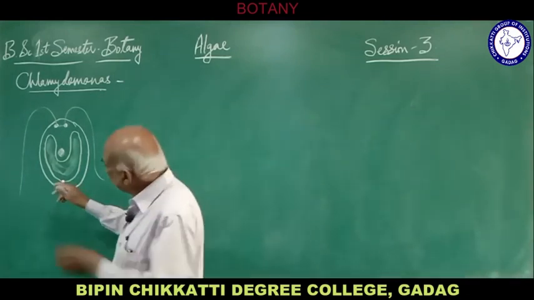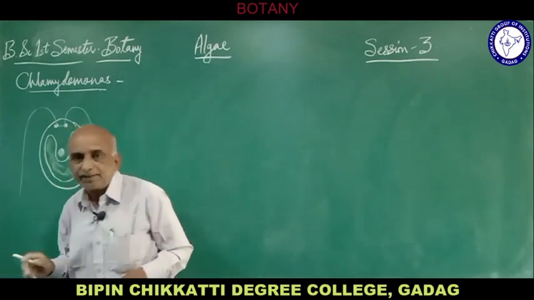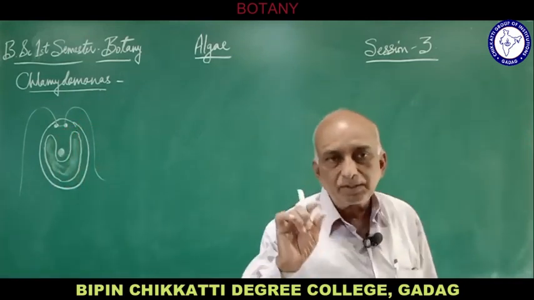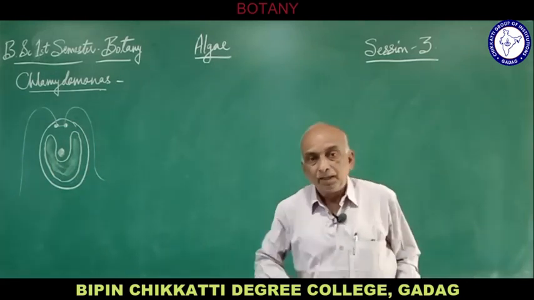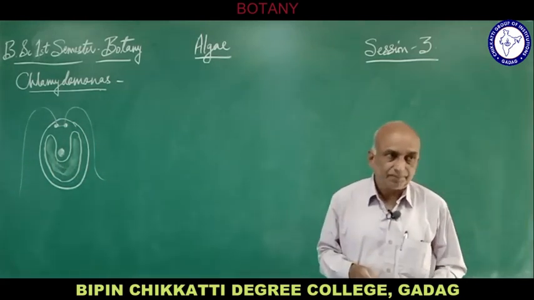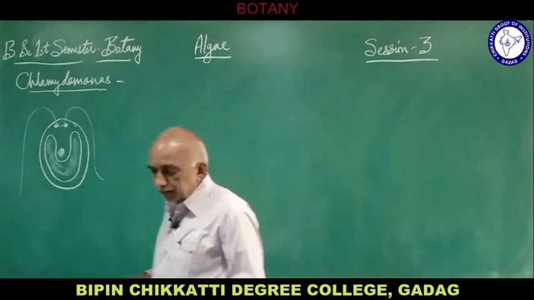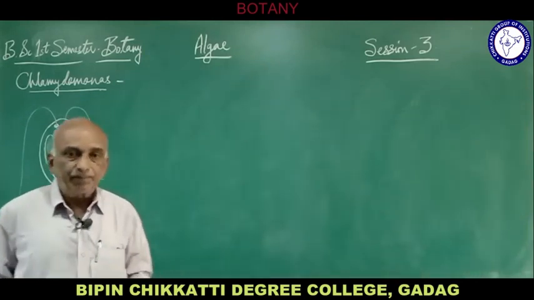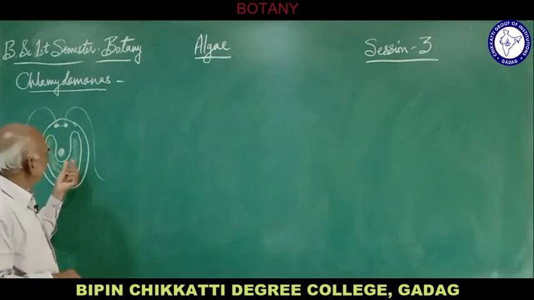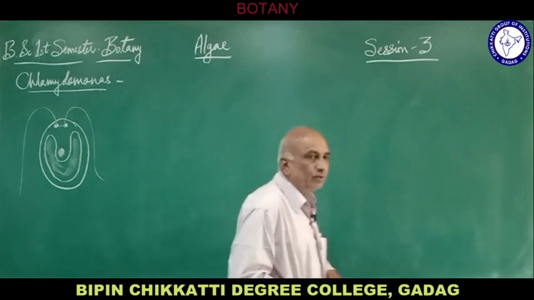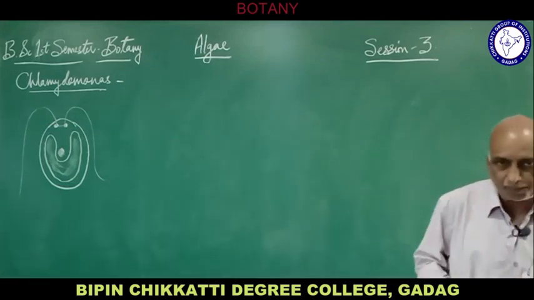In addition to that, the chloroplast also contains pyrenoids. So, pyrenoids are small spherical bodies which are actually proteinaceous. These proteinaceous bodies are surrounded by a layer of starch, a sheath of starch, and they are present in the chloroplast. There may be one or two or more pyrenoids in a chloroplast.